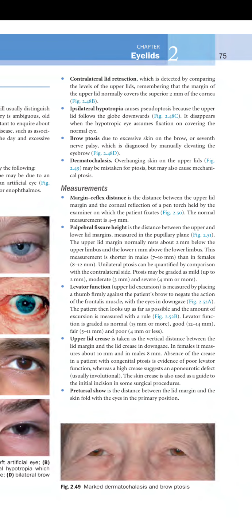And if there is a high lid crease, then it is showing that there is an aponeurotic or involutional ptosis, and it is also used for guidance in some surgical procedures. And pretarsal show is when the eyes are in primary position, the eyes are looking straight, the distance between the upper lid and the skin fold is the pretarsal show.